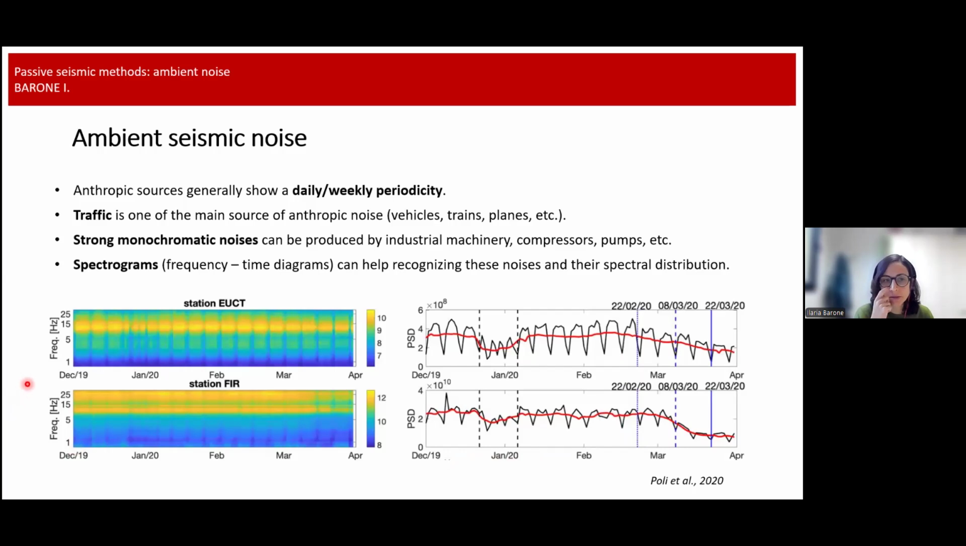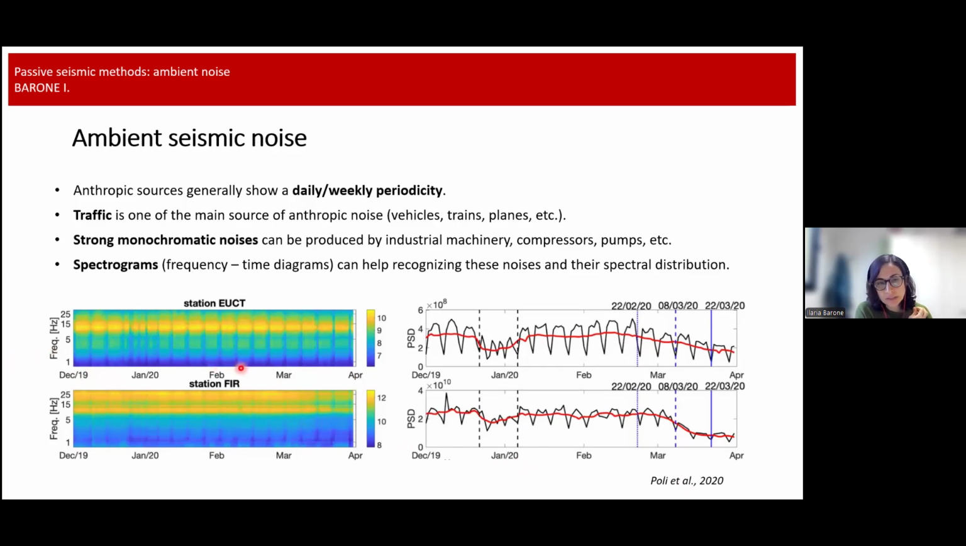Here there's another nice example of anthropic noise characterization over a longer period. It's taken from a publication by one of my colleagues. In particular, these spectrograms refer to different stations in the Po Plain, spanning from December 2019 to April 2020. I think you all remember what happened in that period. We had the pandemic, the COVID-19 pandemic. So related to the pandemic, we also had many restrictions.